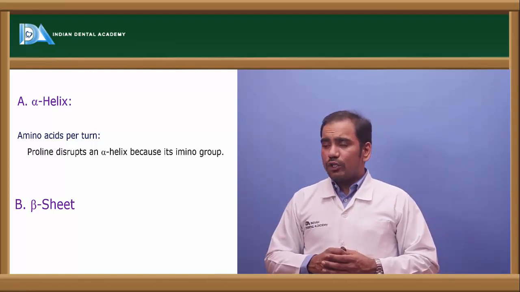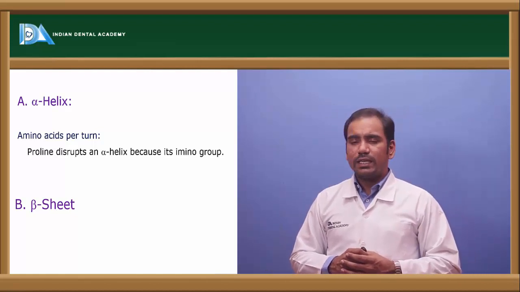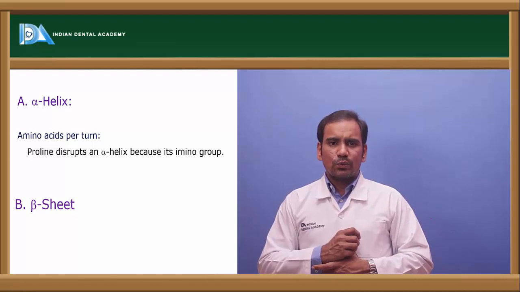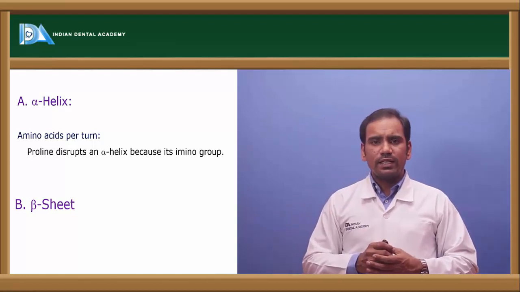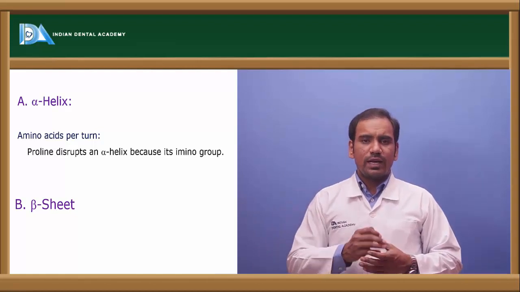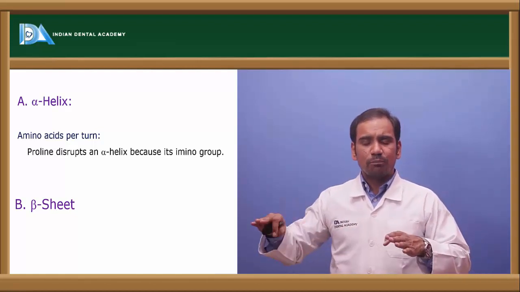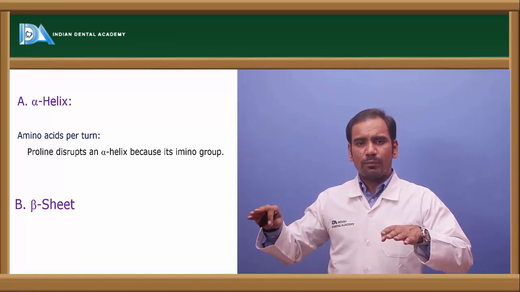Coming to another type of secondary structure, beta pleated sheets or beta sheets. When you see alpha helix, it is a helical structure, whereas beta sheets are like extended polypeptide chains. So they are like sheets. It is a fully extended polypeptide chain.